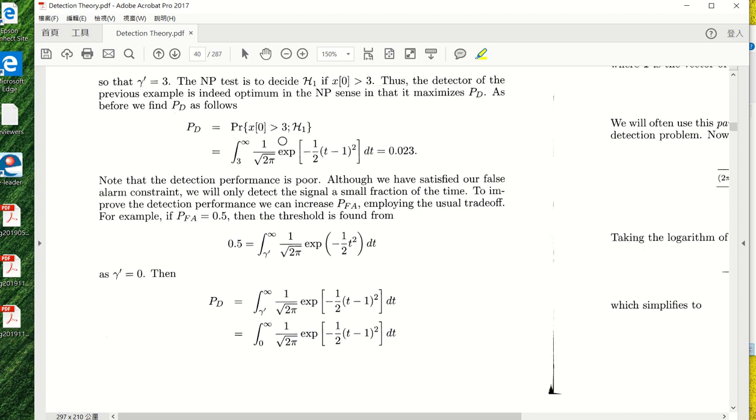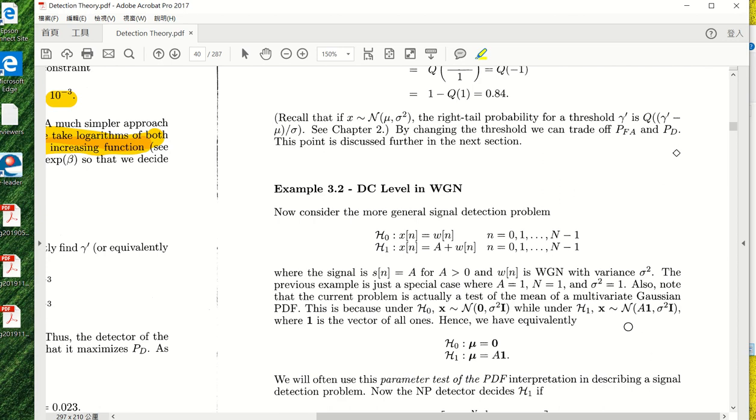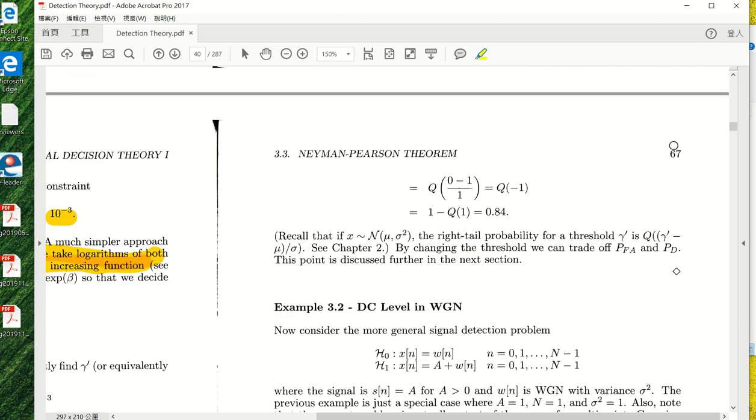Okay, it follows the same rule as here. Then we have a PD again here. Then we calculate it if it goes from 0 to infinity, and so on and so forth. And then we go to the next page, 67.